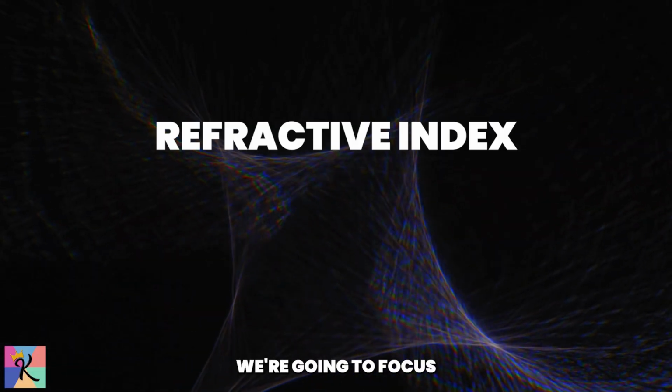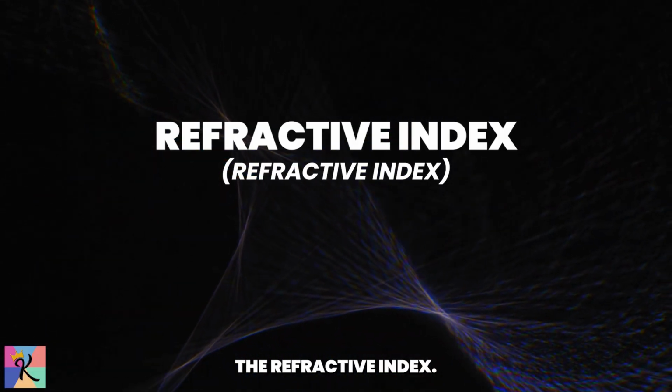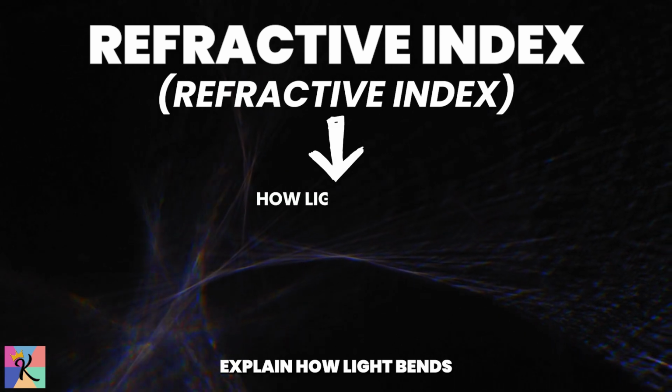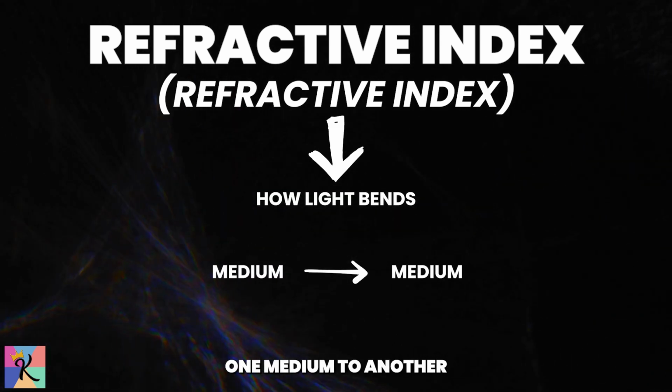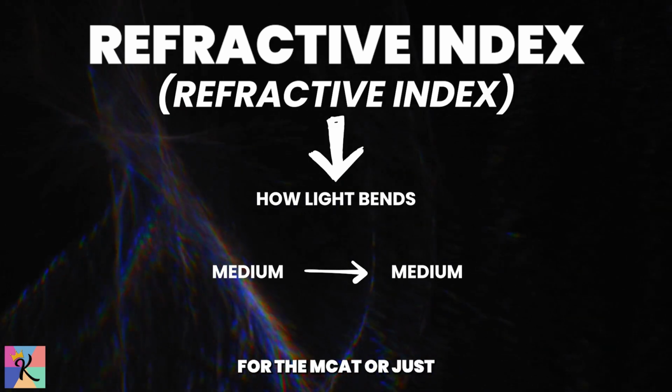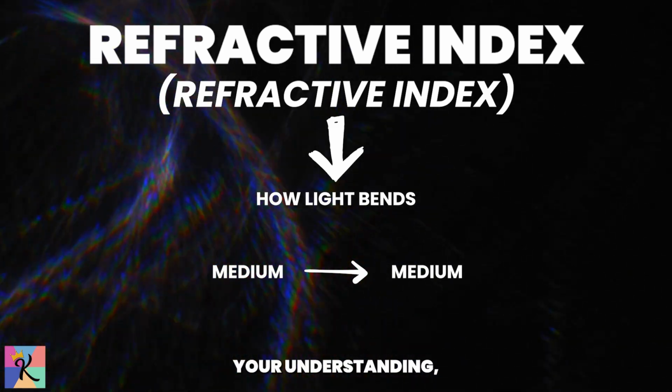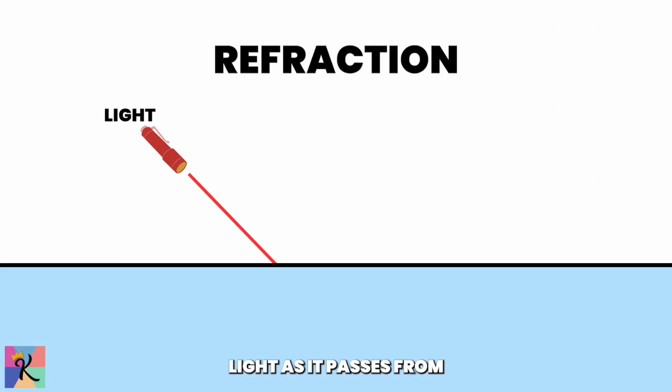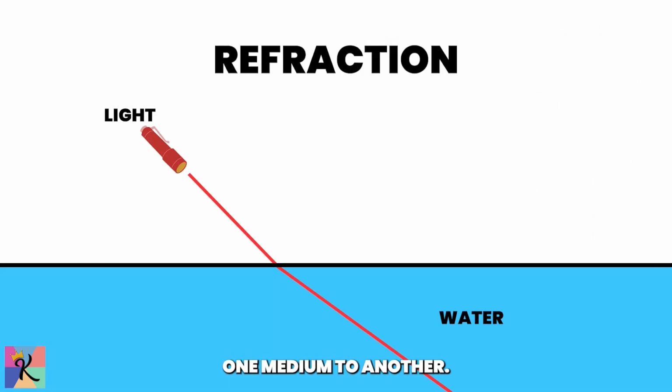Alright, so today we're going to focus on Snell's law and the refractive index. And so we're going to explain how light bends when it passes from one medium to another and the principles that govern this behavior. Whether you're prepping for the MCAT or just looking to deepen your understanding, this video is for you. So refraction is the change in direction of light as it passes from one medium to another.